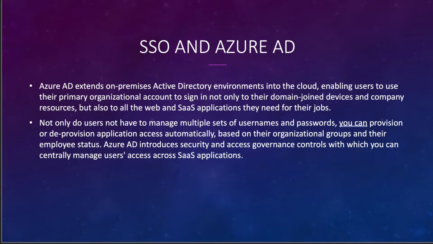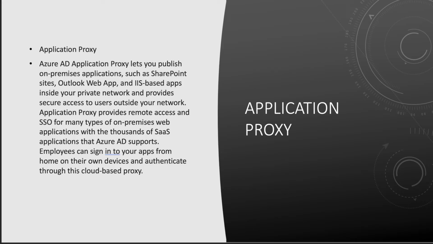It's great when you get things set up, especially if you're in Dynamics 365 or you're Salesforce. You can really fine-tune their permissions in that system. Now, you do have an application proxy as part of this. It lets you publish on-premise applications such as SharePoint sites, Outlook web app, IIS, and your web-based apps inside your private network, and provides secure access to users outside your network.